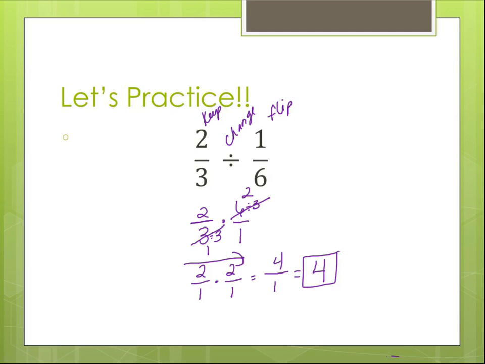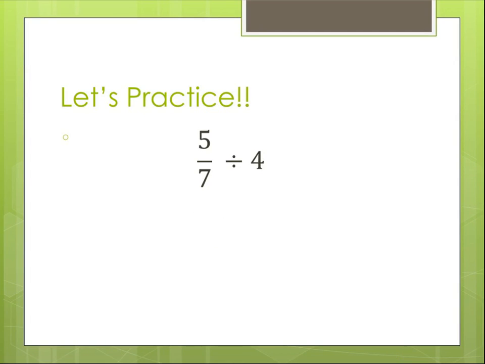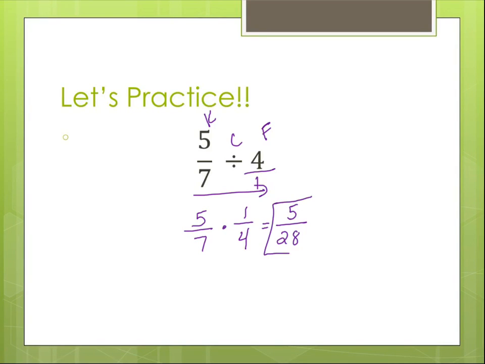And lastly, let's look at this one. Here we have a whole number, but that whole number is our divisor, the number that we're going to find the reciprocal of. So I'm going to write that as a fraction by placing it over 1. Then I'm going to keep, change, and flip this problem. Keep 5/7 the same, change division to multiplication, flip 4/1 to 1 over 4. I'm looking for cross canceling. I don't see any, so I'm just going to multiply. 5 times 1 is 5. 7 times 4 is 28. It cannot be simplified, so 5/28 is our answer.